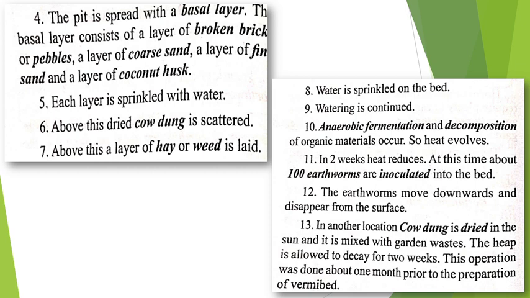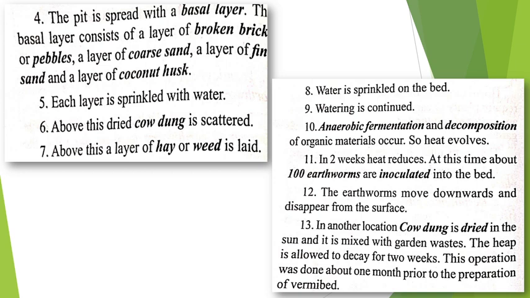So basically vermiculture is involved in organic farming. That's why cow dung and all these materials are used. Water is sprinkled on the bed, then watering is continued. Anaerobic fermentation and decomposition of organic materials occurs, so heat evolves. In 2 weeks, heat reduces. At this time, about 100 earthworms are inoculated into the bed. Note that earthworms are mainly epigeic, meaning they live only on the surface of soil, because they are good decomposers and mainly useful in the process of vermicomposting. The earthworm moves downward and disappears from the surface.